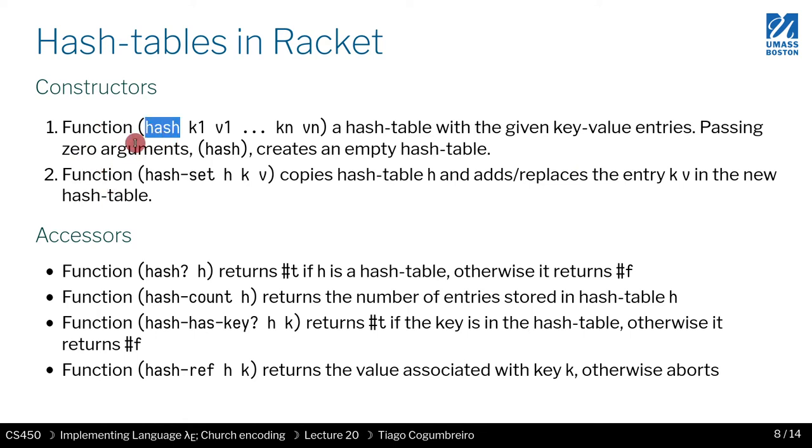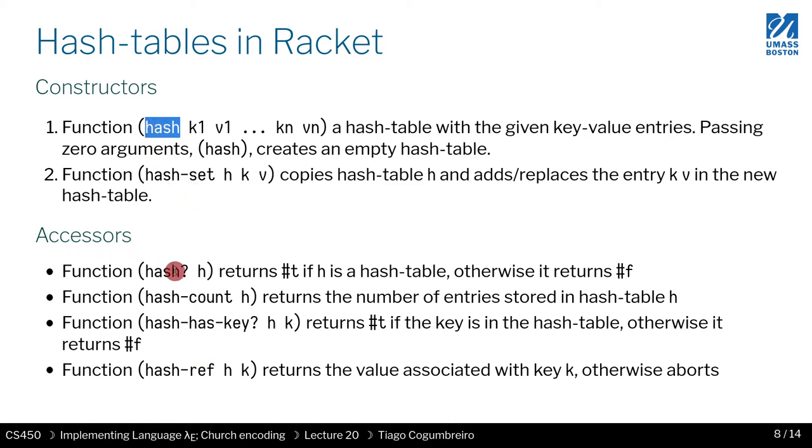So you have a function to create a hash table, and it expects key value, key value, key value, right? So if you give it an odd number, you'll get an error. It accepts empty as well. So if you pass it no parameters, it will create an empty hash table. It also has another constructor called hash set. When you give it a hash table, a key and a value, it overwrites. So in the next slides, I'm going to show you how to map each of these functions to the formalism.